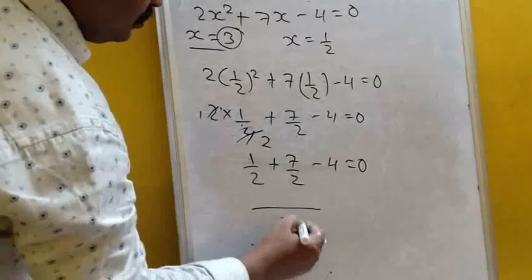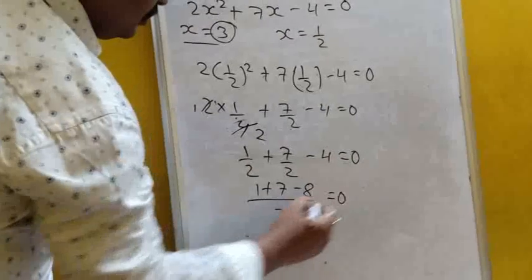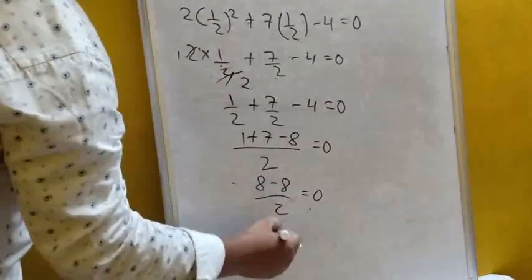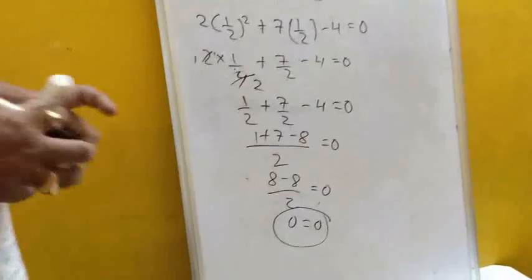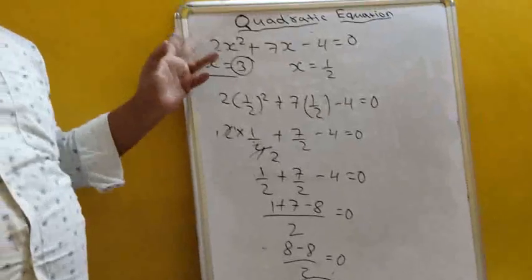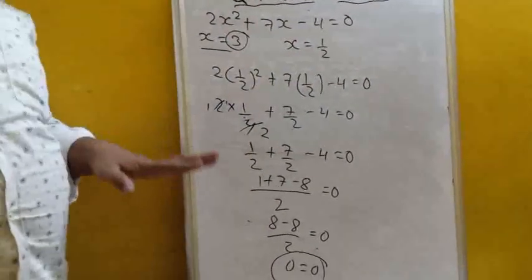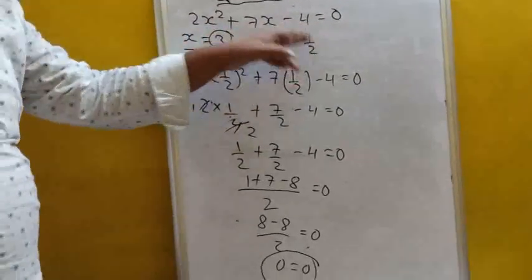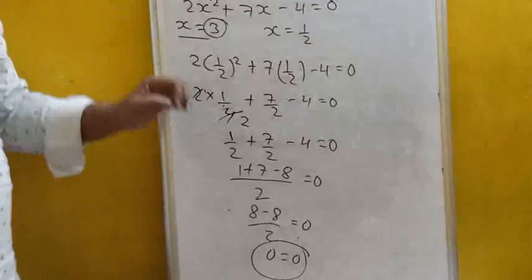So you know that 2 into 1 plus 7 minus 8 equals 0. So 8 minus 8 divided by 2 equals 0. So 0 equals 0. So you can say that x equals 1 by 2 is the solution of this equation. So here how many answers will come? At least 2 answers will come. But here 1 is given, x equals 1 by 2. So x equals 1 by 2 is a root of this quadratic equation.